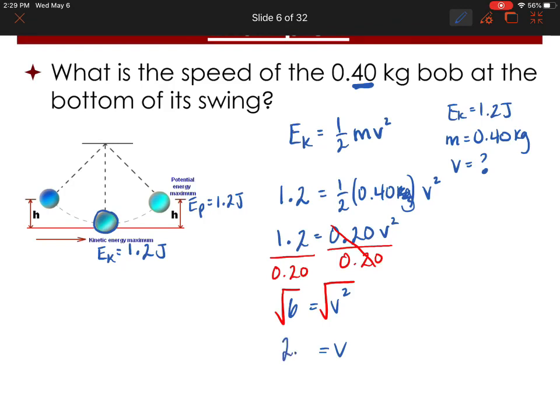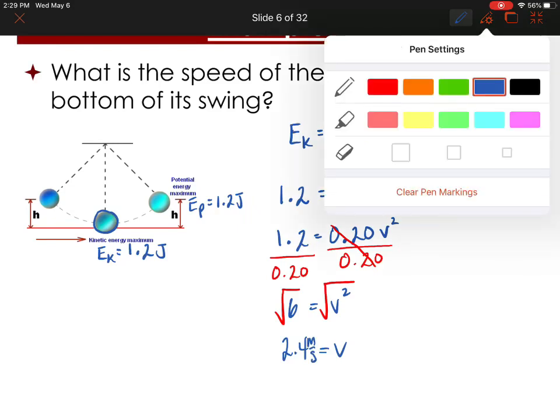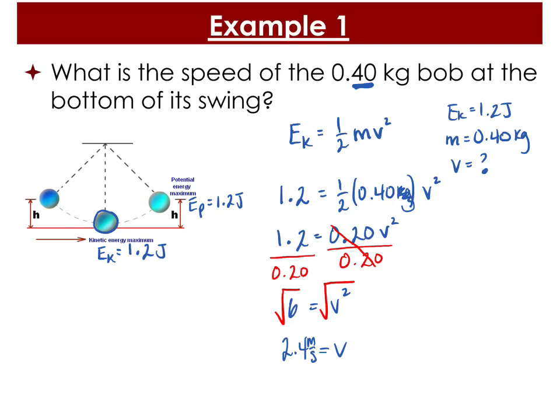So that is actually going to be 2.4 meters per second. Please, please, please do not forget your units at the very end, okay? Just for the sake of solving right now in Science 10, I'm going to say it's okay if you leave the units out of the calculation part, but you have to have units on your final answer. Okay? So there we go.